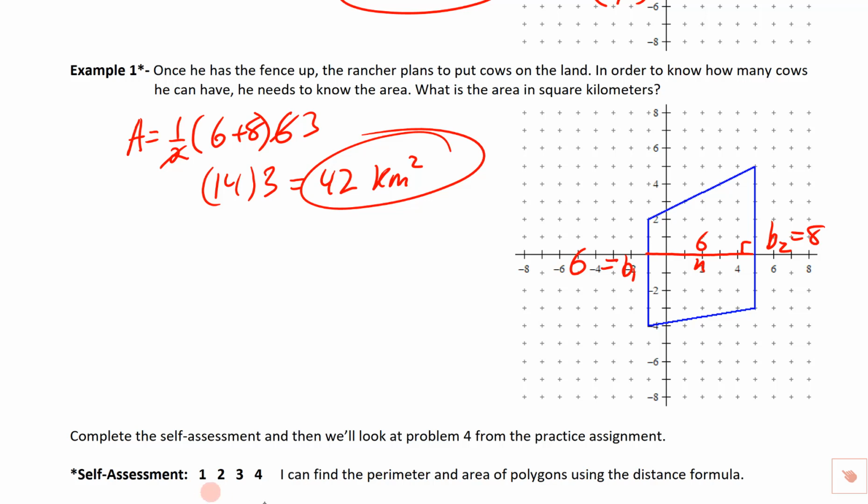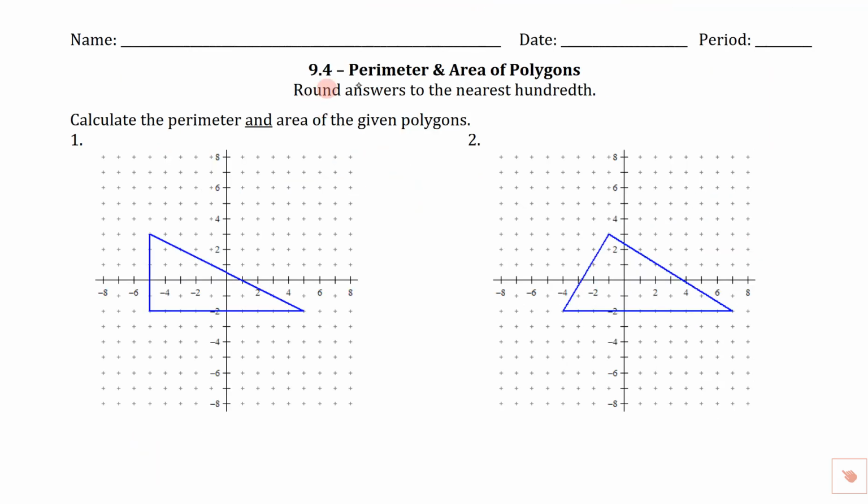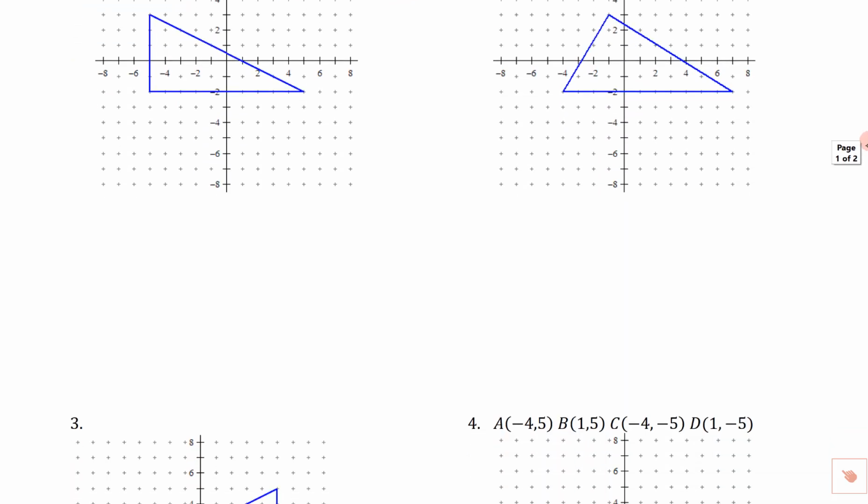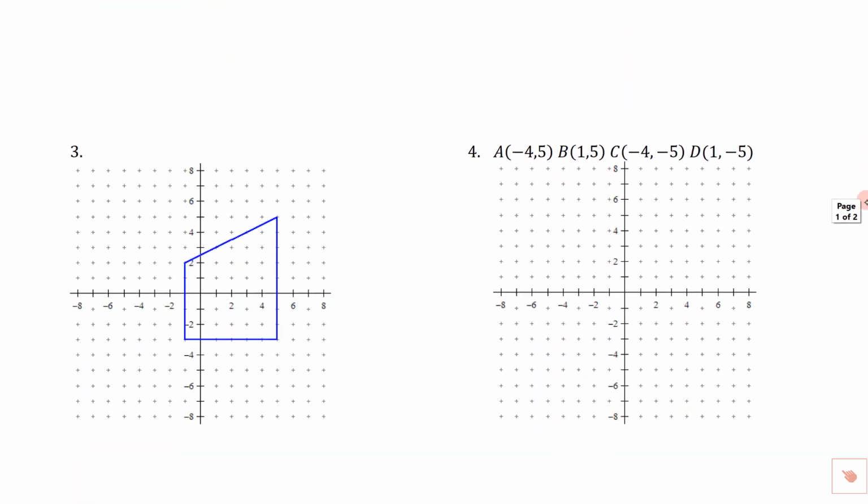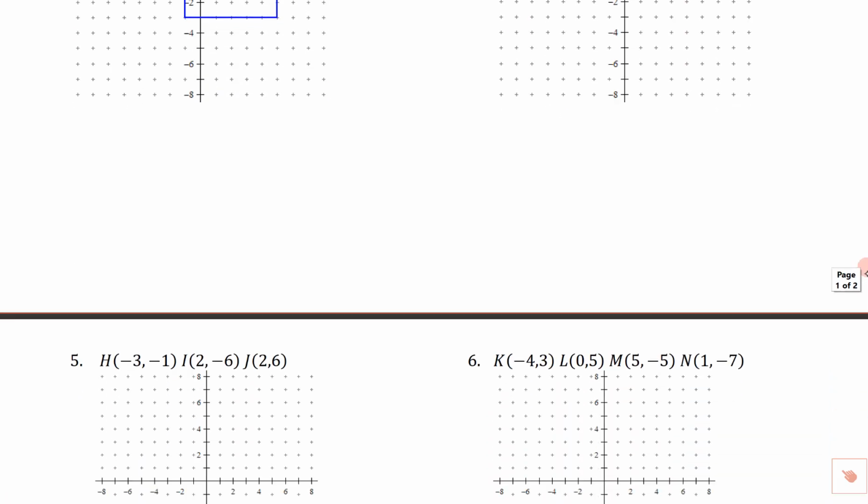Go ahead and fill out the self-assessment here, and then let's take a look at problem 4 from the practice assignment. Okay, I've got the practice assignment up here for 9.4, perimeter and area of polygons. You'll notice that the instructions say find the perimeter and the area, so make sure you do both here. And so for the first couple, they've actually got a diagram of the figure on there. There's number 4. We'll come back to that in just a second.